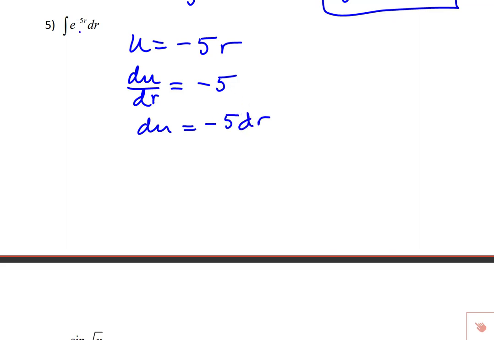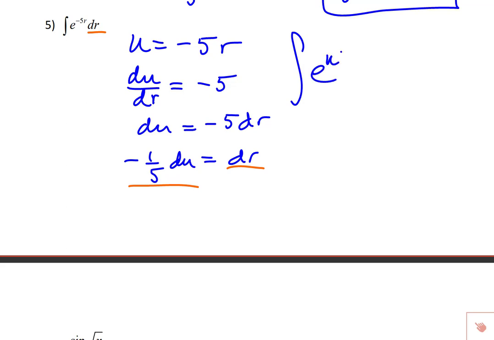Now, that's not part of our original integrand, at least completely. The dr is, but if I just divide by negative 5 on both sides, I'll have negative 1/5 du equals dr, which means I can replace the dr with the negative 1/5 du. So if we rewrite our integral, we'll end up with e to the u, since that's what we let u be originally here, this negative 5r, and then the dr is getting replaced with this negative 1/5 du, but the negative 1/5 we can just put out in front as we've been doing, and the du we can put at the end.